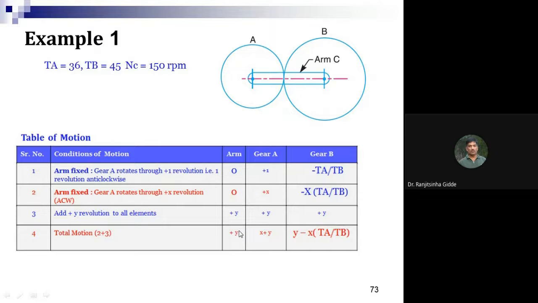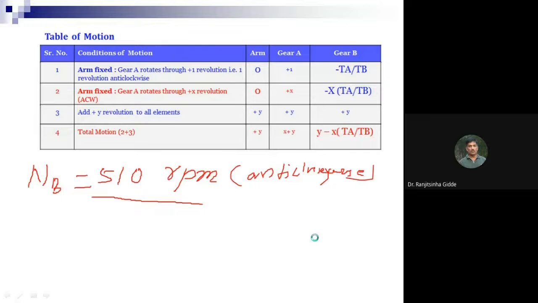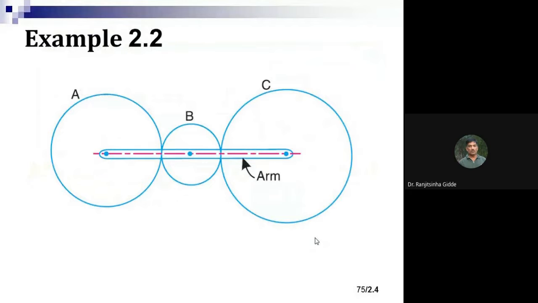So total motion of arm is equal to 0 plus y, finally y. Total motion of gear A, x plus y. Total motion of gear B, this quantity plus this quantity. So we have just rearranged the terms: y minus x plus y, and the remaining ones are the conditions. Based on that condition, we have found out the value.